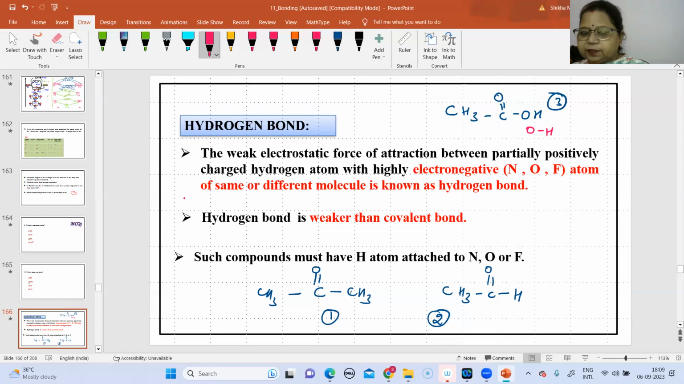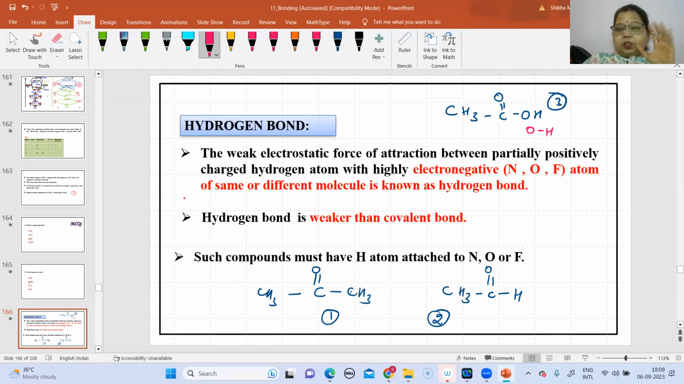Shweta, what is your opinion? Yes, ma'am, I agree with you. Okay, so what does that mean, Shweta? Will compound 3 form hydrogen bond, or will all 3 form hydrogen bond? Compound 3 will form hydrogen bond.